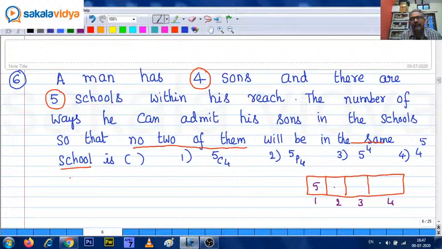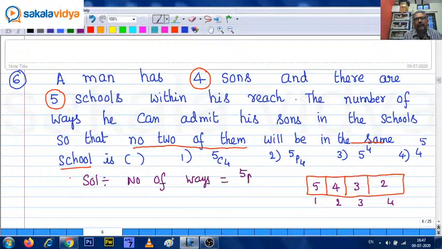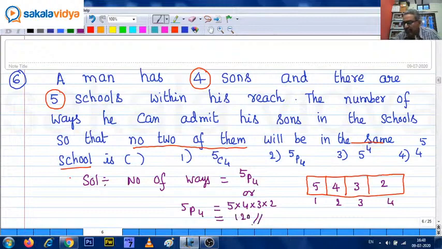Now 4 sons are there. For second school 4 ways. For third school 3 ways. This is 2 ways. So this is nothing but number of ways is equal to 5P4, or you can write 5P4 equals 5 into 4 into 3 into 2. That is 20 into 6, 120 ways. 120 is also the correct answer, or even 5P4 is also a correct answer.